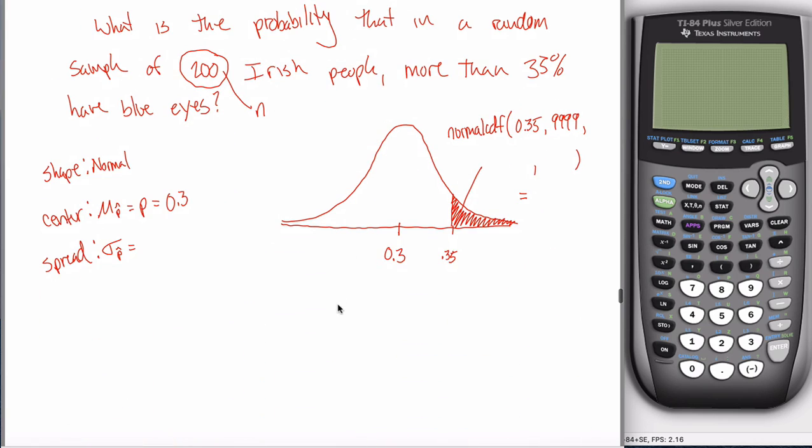But it turns out that we do have a formula to talk about how spread out our individual sample proportions will be. You've got 200 people, maybe 31% of your sample have blue eyes. Someone else got 200 people, 28% of their sample have blue eyes. How spread out are those individual sample proportions? There's a formula for it.